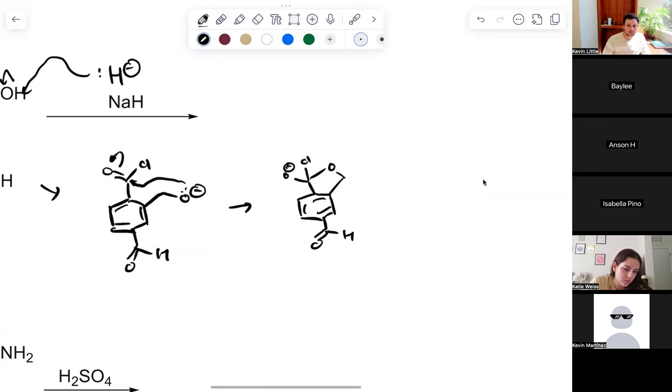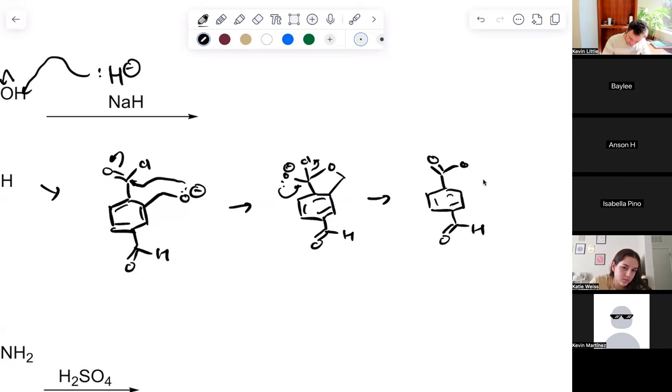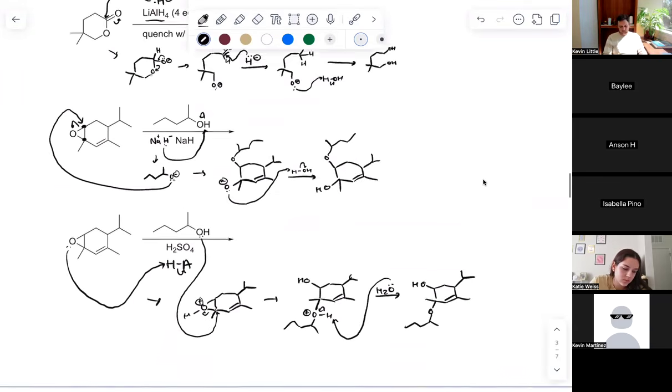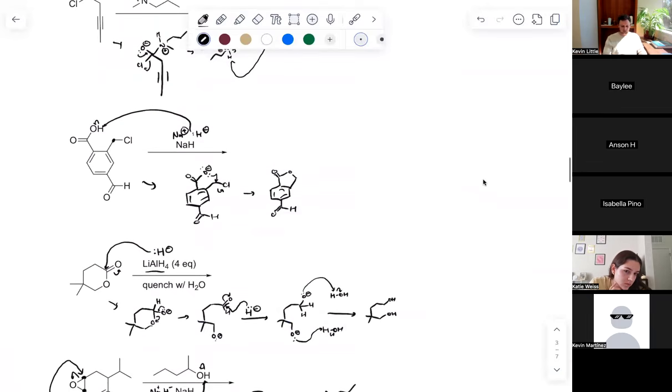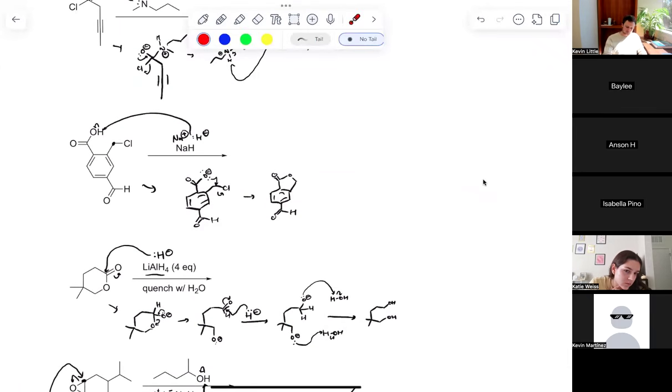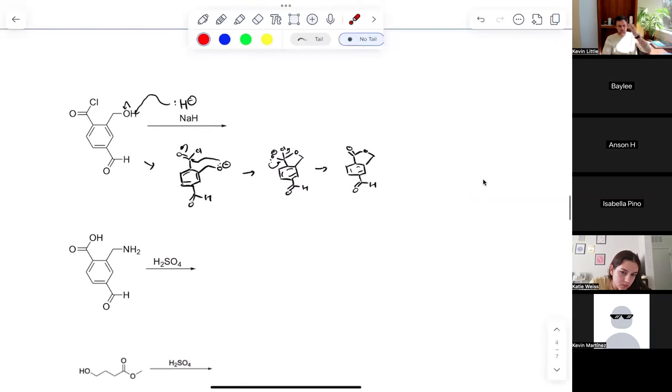I broke a carbonyl. It wants to reform. I've got a leaving group, so I can kick that off. And then I form this. It's the same thing as earlier, except I just kind of switched the nucleophile and the electrophile, right? I get the same product, but I switched the OH and the Cl. So that's kind of showing you how.